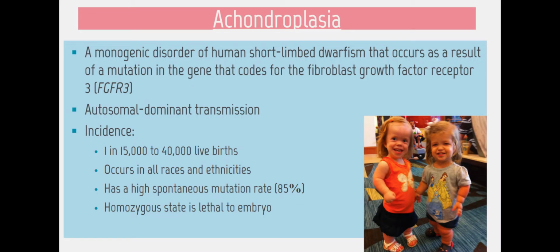Okay, moving right along. Achondroplasia is the most common form of dwarfism. It is a single trait disorder that occurs as a result of a mutation in a gene that codes for fibroblast growth factor receptor. I'll explain how that works in a minute. It's a little complicated, but you'll get it.